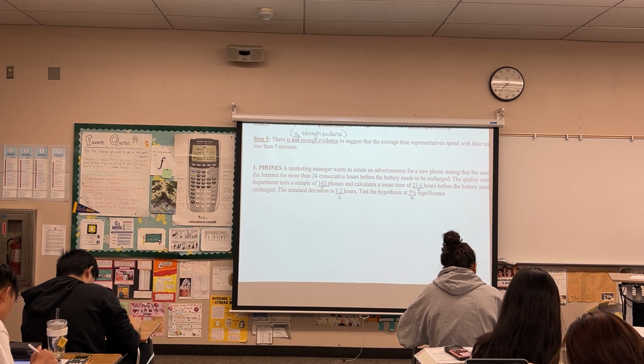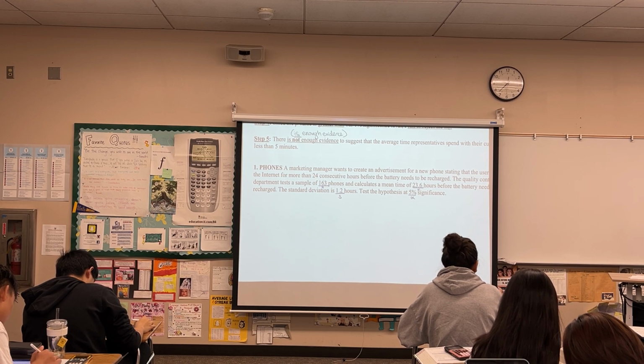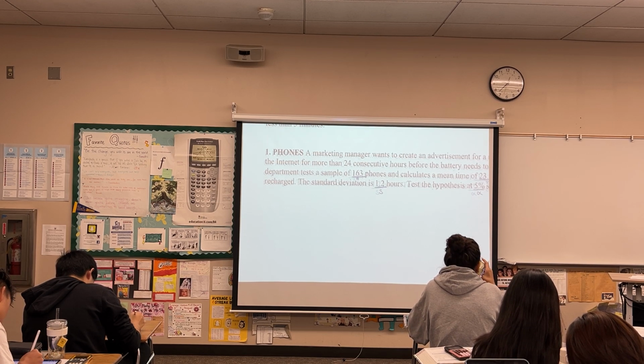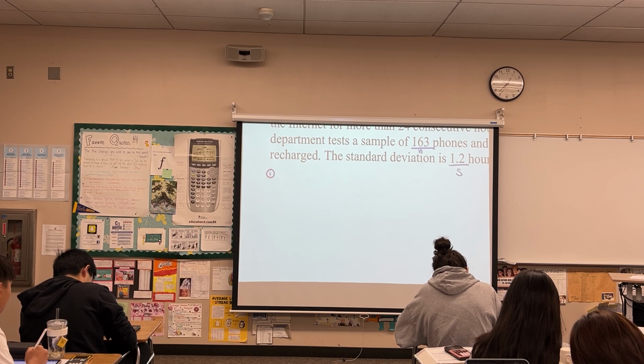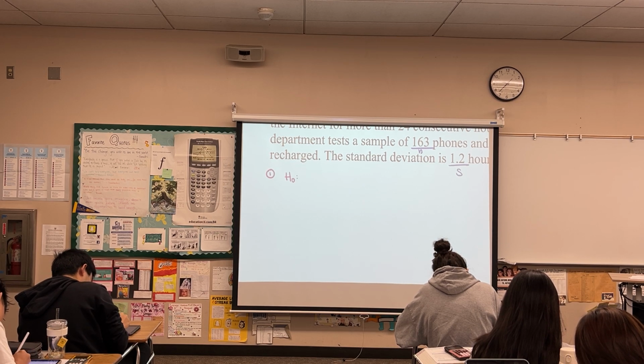All right, let's do it. So step 1, write your null and alternative hypothesis. All right, so when you write this, you gotta label your H sub O, your H sub A. Okay.